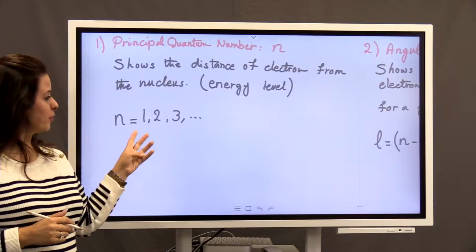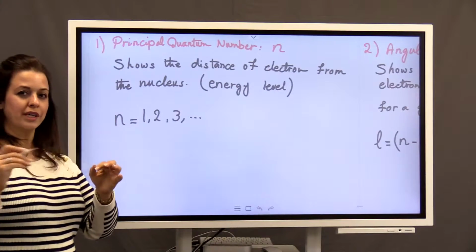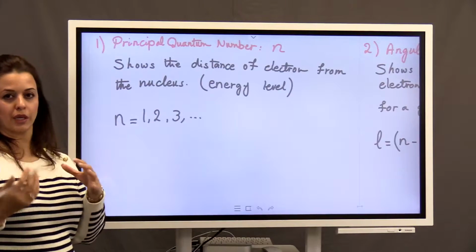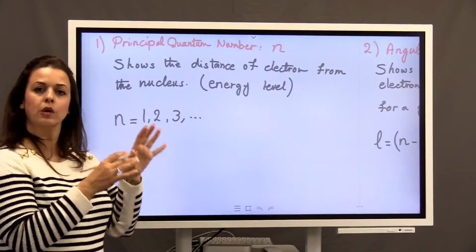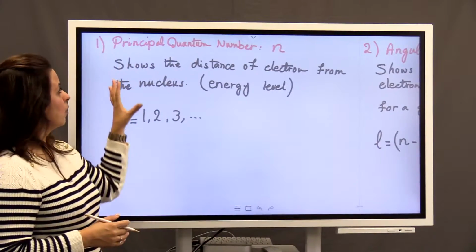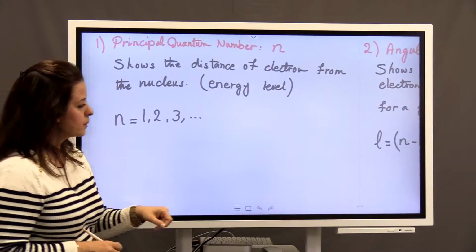And do you remember in the previous chapter, we worked on 4 of them, right? When we were writing the electron configurations and learning the facts about energy levels and orbitals. So that's all about principal quantum number. You don't need to calculate anything for it.